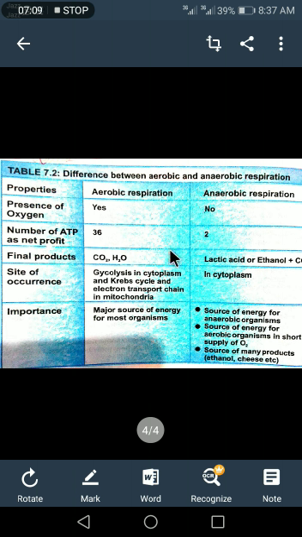When one molecule of glucose is oxidized completely, the final products are carbon dioxide and water. But the final products of anaerobic respiration are lactic acid or ethanol. Then the site of occurrence, where it takes place. Anaerobic respiration takes place in the cytoplasm and aerobic respiration takes place in the mitochondria.